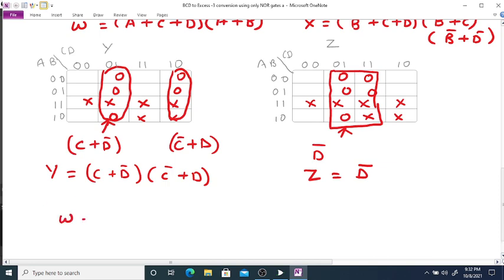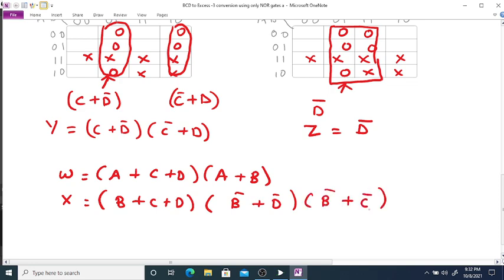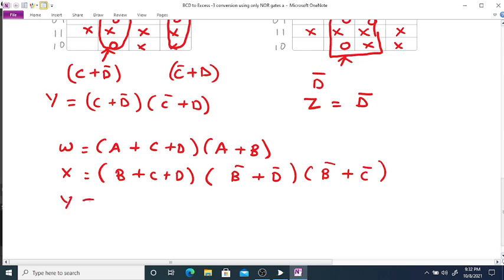So, we will write them all together: W is A plus C plus D and A plus B. X is represented by B plus C plus D, B bar plus D bar, B bar plus C bar. Y is represented by C plus D bar and C bar plus D, and finally Z is given directly by D bar.